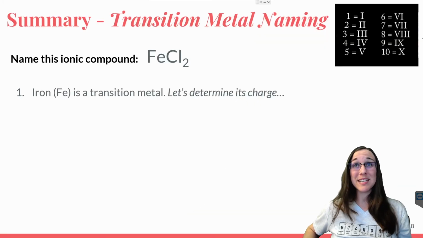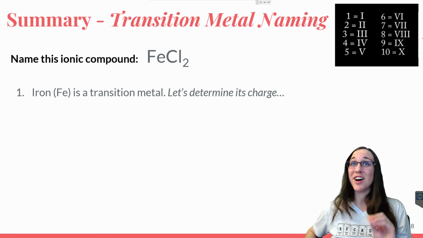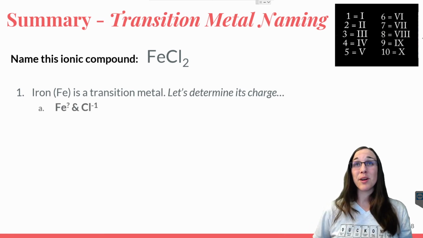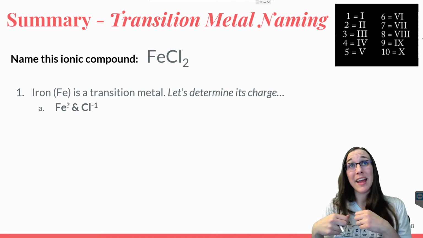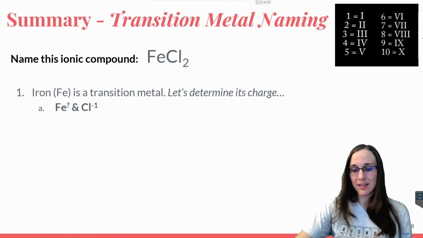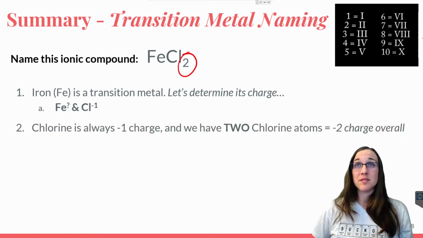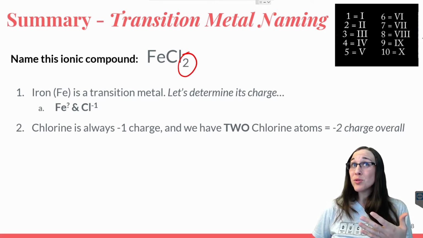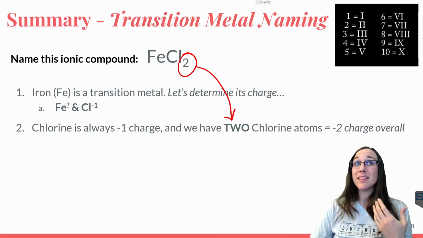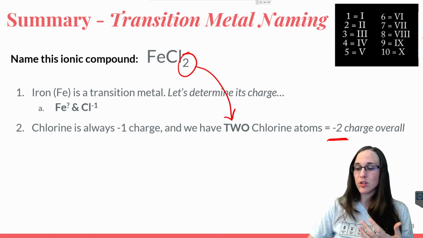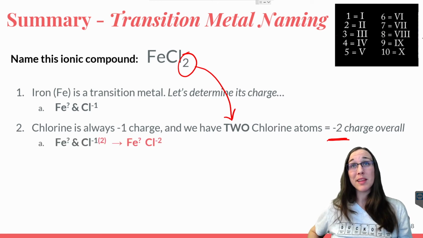Get it? So first we need to determine the charge that's on iron, our transition metal. So we're gonna write that as Fe what? Cl -1. And now there's 2 of those Cl's for FeCl2. So since chlorine is always a -1 charge, and we know we have 2 chlorine atoms from that subscript 2, we know that there's an overall -2 charge on the chlorine. So ultimately what we're saying is what -2 gives me 0.